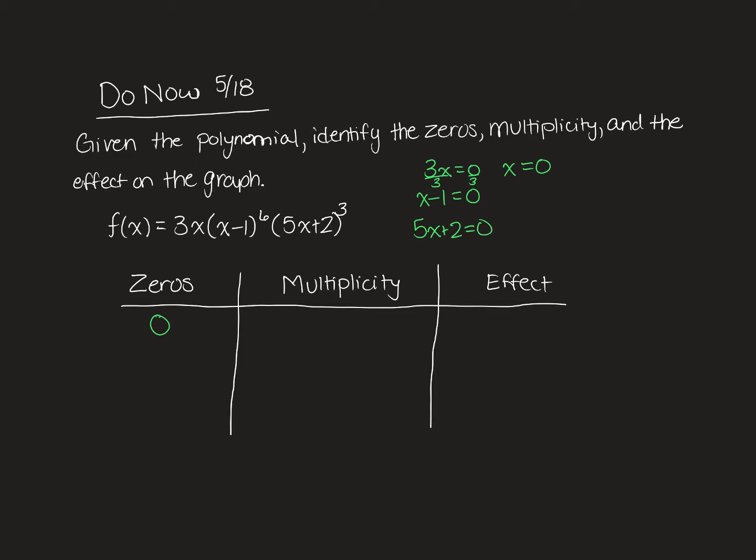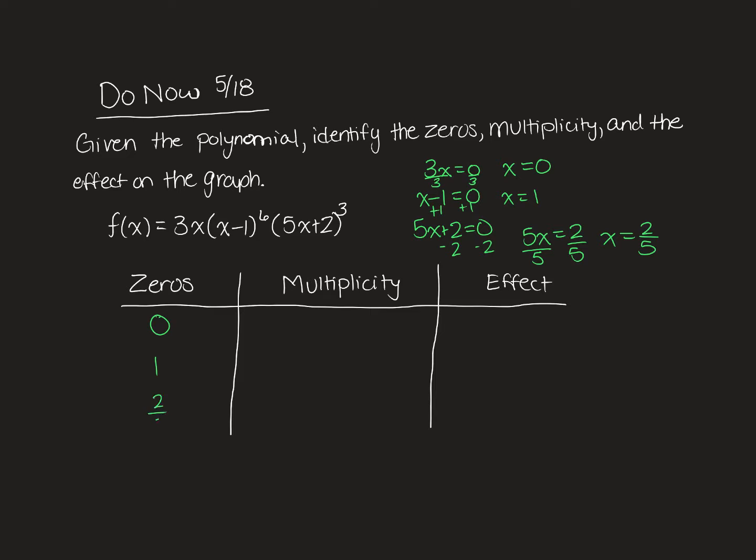For the second one, x - 1, solve for x, you add 1 to both sides. So we get x is equal to 1. That's our second zero. The third one takes just a little bit more algebra. We're going to subtract 2 from both sides. We get 5x is equal to -2, and then divide by 5. And we get x is equal to -2/5.